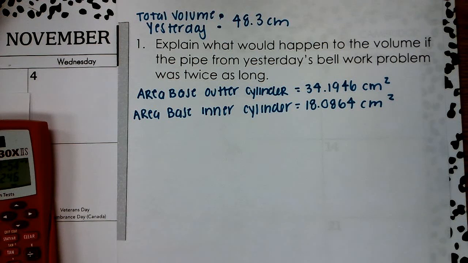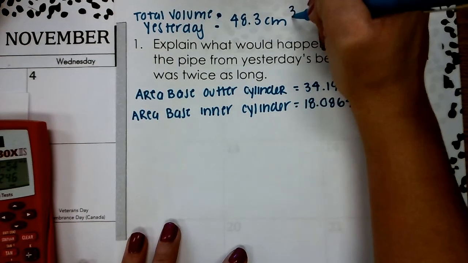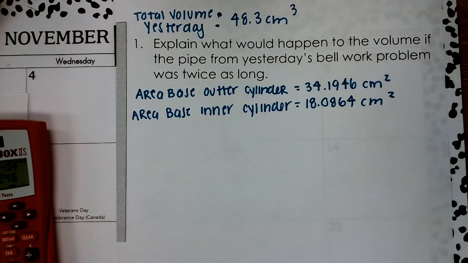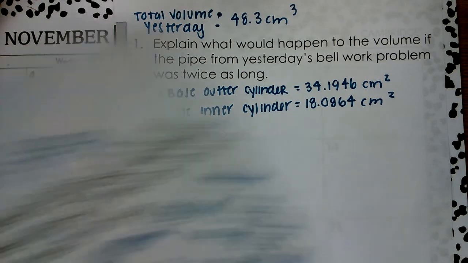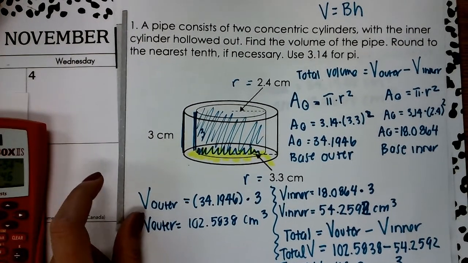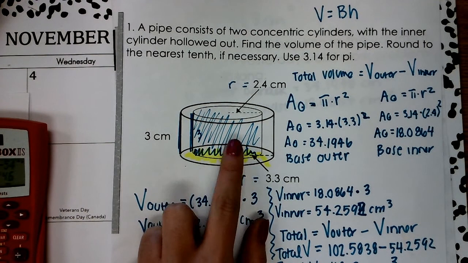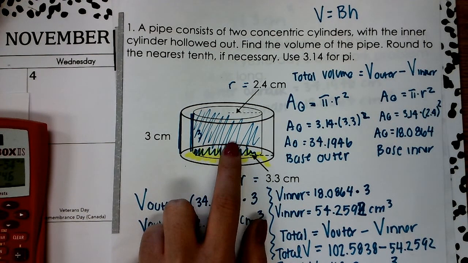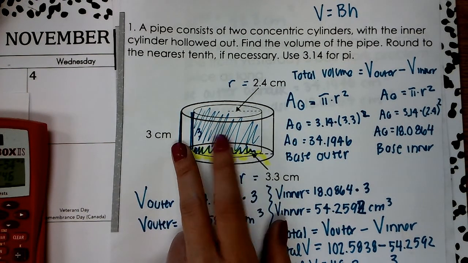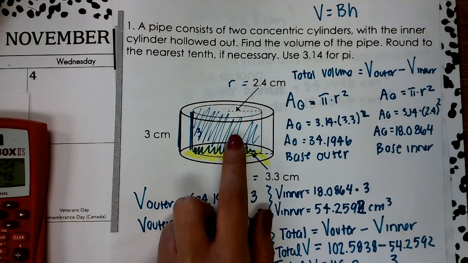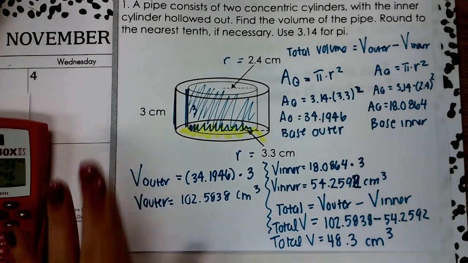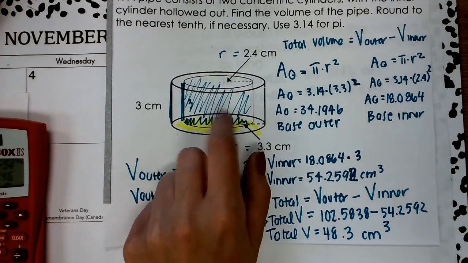Alright, today's problem says, explain what would happen to the volume if the pipe from yesterday's bellwork problem was twice as long. So as a reminder, this is the problem that we did yesterday. We had two cylinders, the little cylinder was inside the big cylinder and the small one was hollowed out. So we had to figure out what the volume of this pipe was.